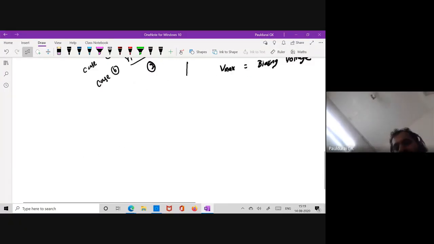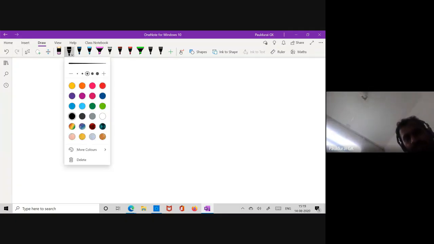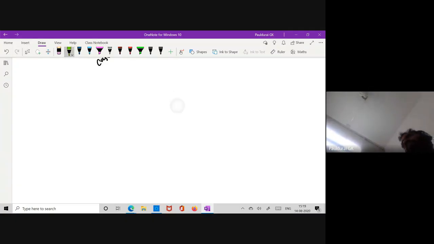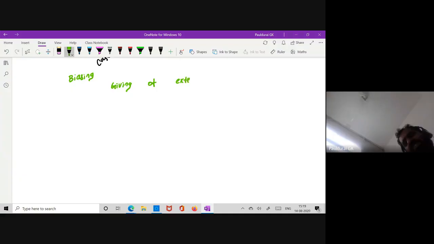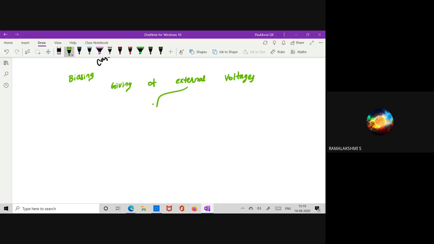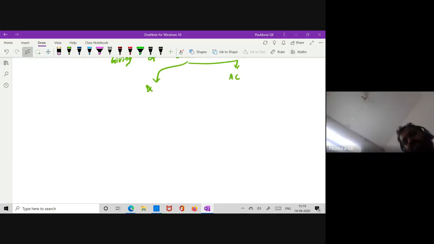After DC load line, what did I start? I started with the DC biasing, right? So what is biasing? In biasing, we have 2 types. Biasing is simply giving external voltages to the circuit. The voltage may be DC or the voltage may be AC.